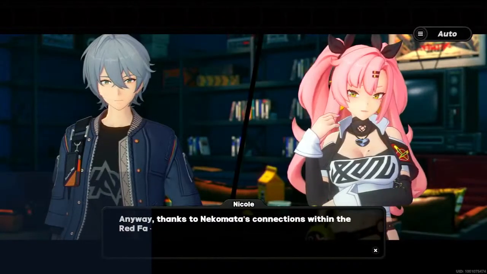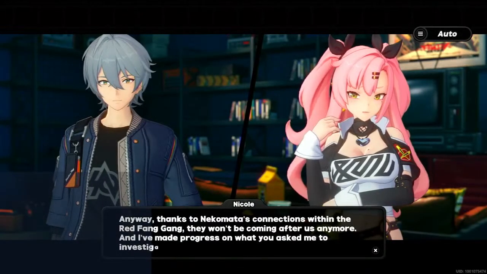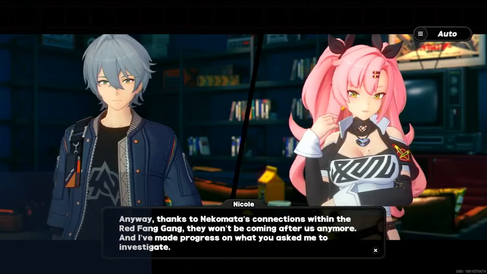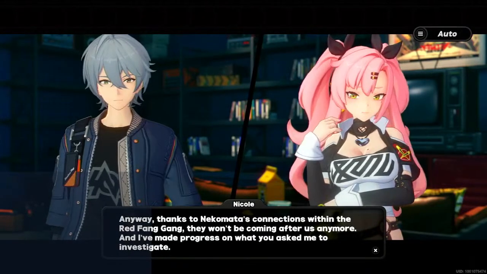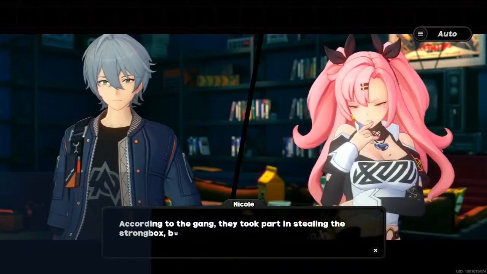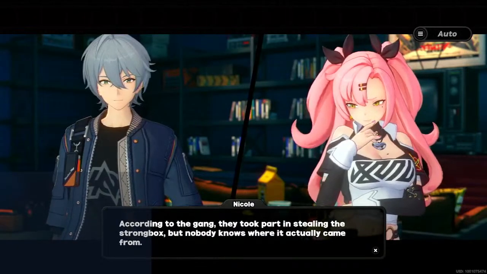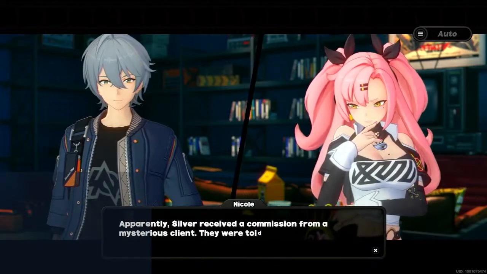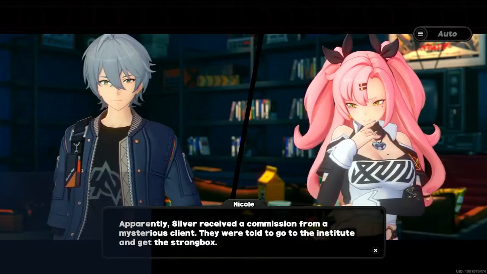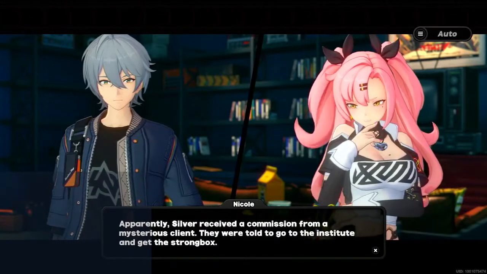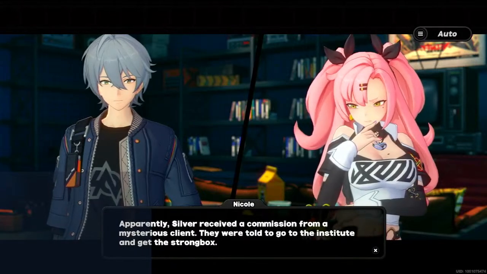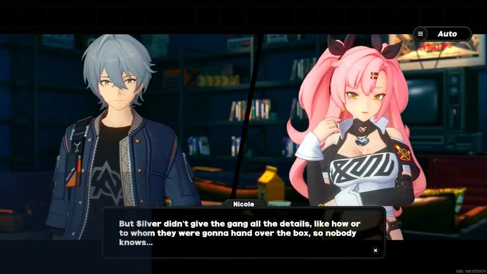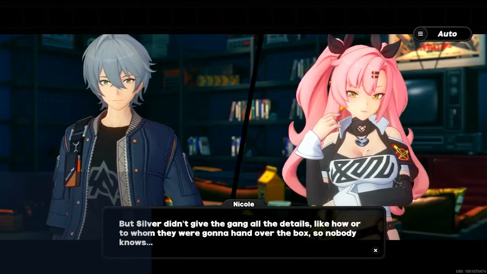Anyway, thanks to Nekomata's connections within the Red Fang gang, they won't be coming after us anymore. And I've made progress on what you asked me to investigate. According to the gang, they took part in stealing the strongbox, but nobody knows where it actually came from. Apparently, Silver received a commission from a mysterious client. They were told to go to the Institute and get the strongbox. But Silver didn't give the gang all the details, like how or to whom they were going to hand over the box, so nobody knows.